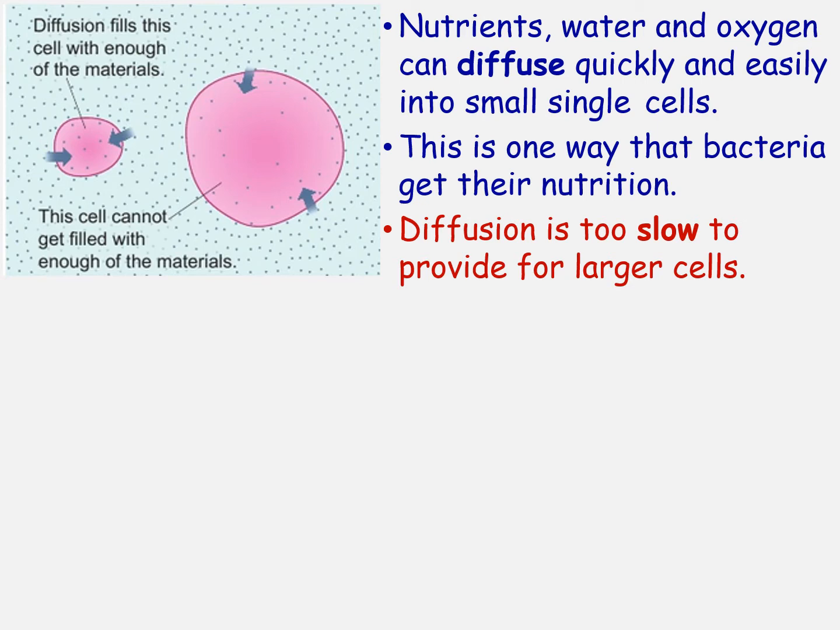But with this larger cell, because they've got such a large area, it's going to take them a lot longer to get the nutrients that they need into the middle of the cell. They've got a great distance to travel, and there's a larger area for them to move into. So therefore, diffusion with a large cell is much slower, and therefore it's not the best way of them getting the nutrients that they need into the center of the cell.